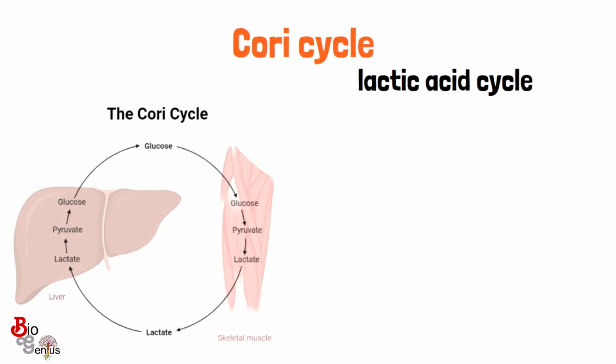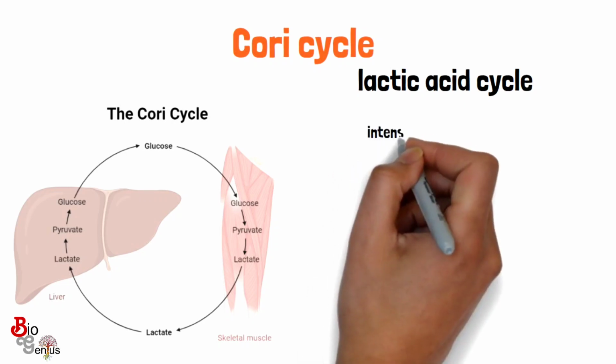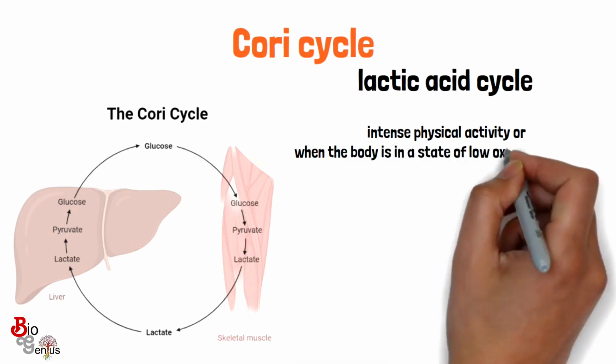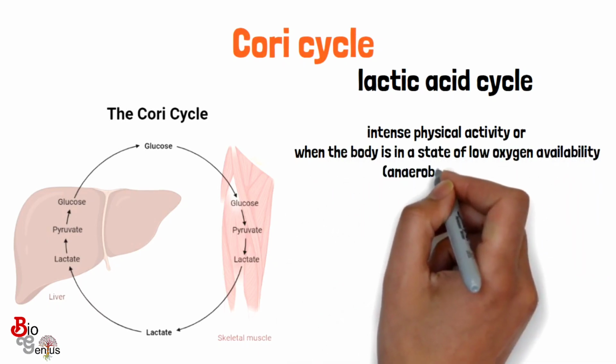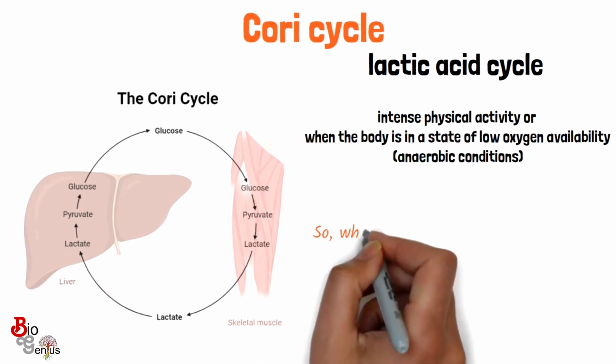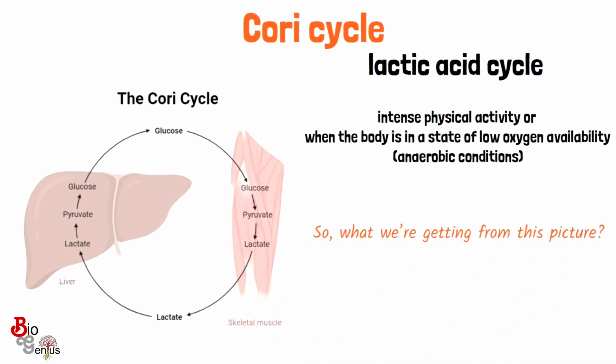The Cori cycle, also known as the lactic acid cycle, is a metabolic pathway that describes the interconversion of lactate and glucose between the muscle and liver tissues. The Cori cycle is particularly significant during periods of intense physical activity or when the body is in a state of low oxygen availability, that is, anaerobic conditions. So, what are we getting from this picture?